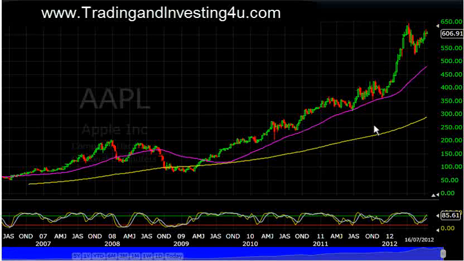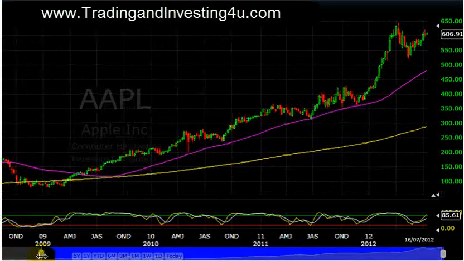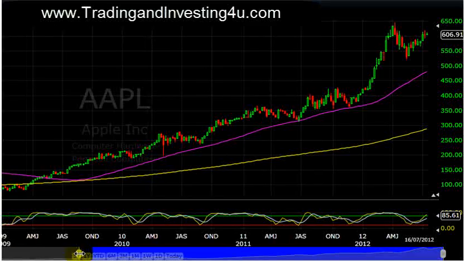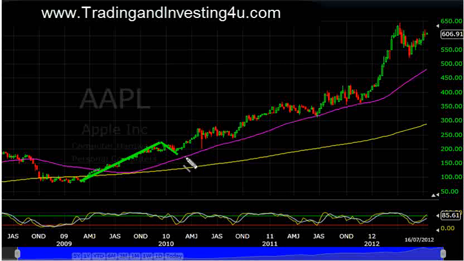Now, what I want to talk about is this: Apple is starting to look weak. I'm not saying that Apple's going to go down. What I'm saying is we need confirmation, but Apple is starting to look weak, and let me show you why. Remember this is a weekly chart. If we look at Apple in the past, we had a pretty nice strong buying period through here, and then a weak buys.